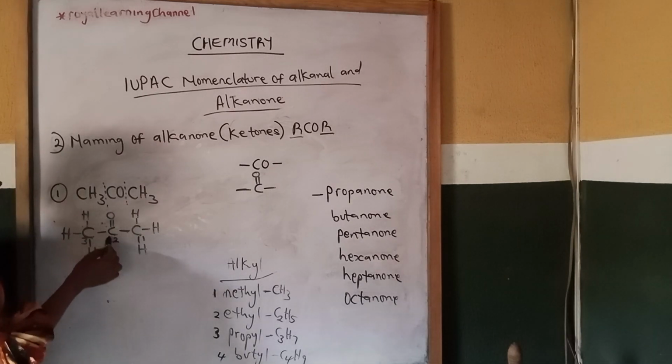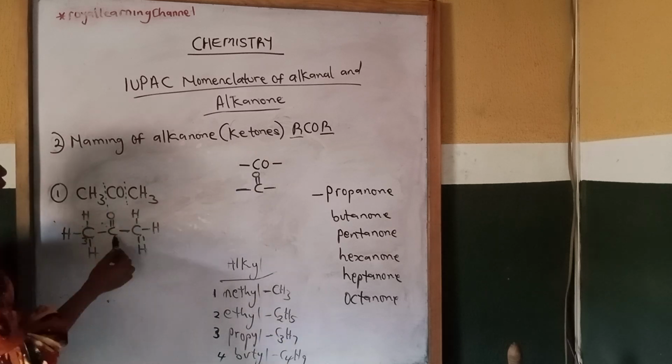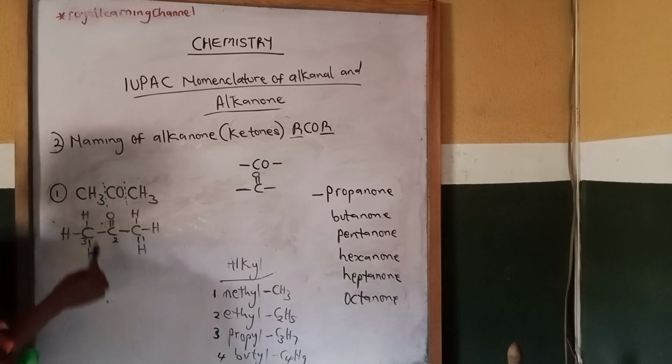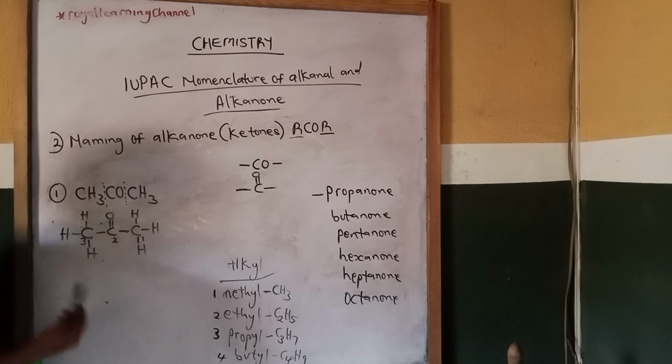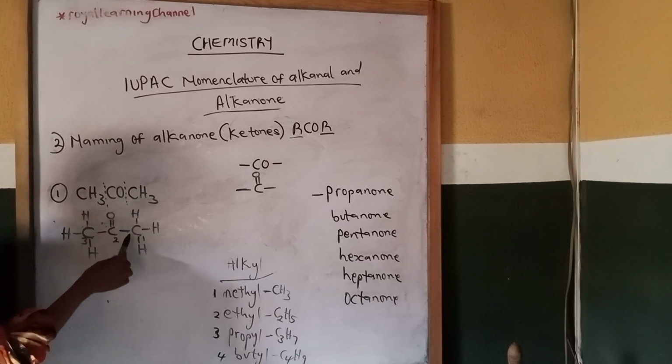Then we recognize this structure as an alkanone due to what? The presence of this functional group, CO. So the functional group of alkanone is what? CO. So this structure belongs to an alkanone. So let's name this structure now.